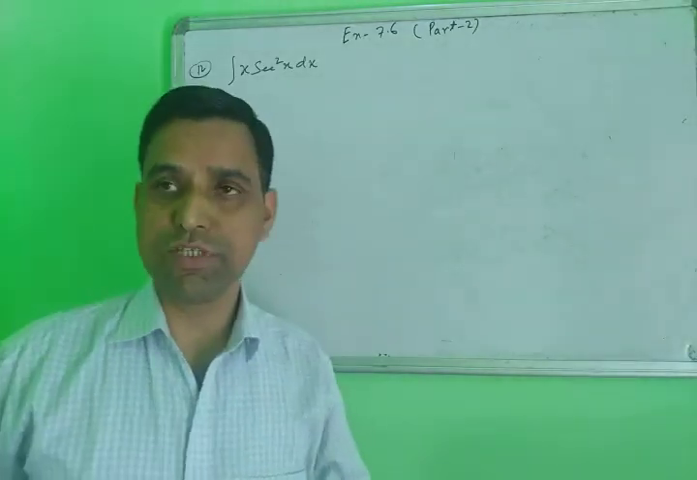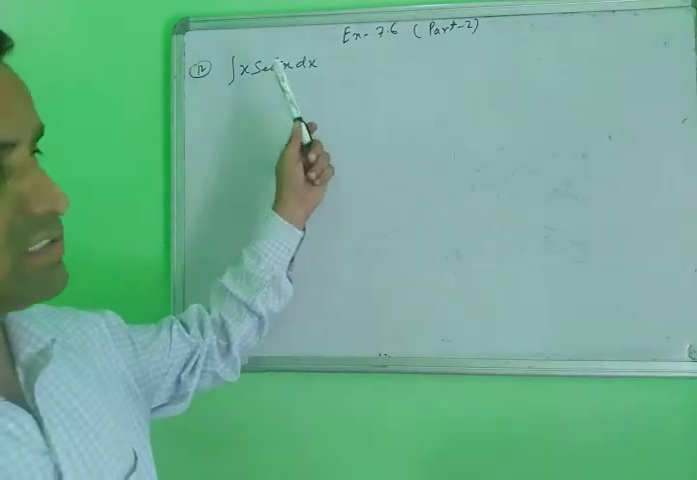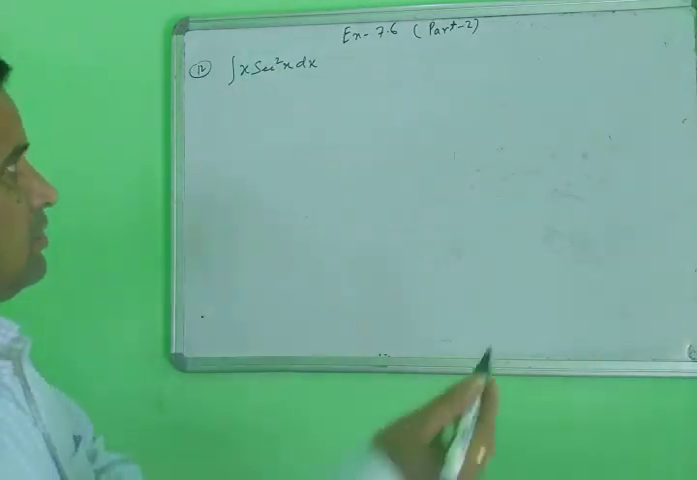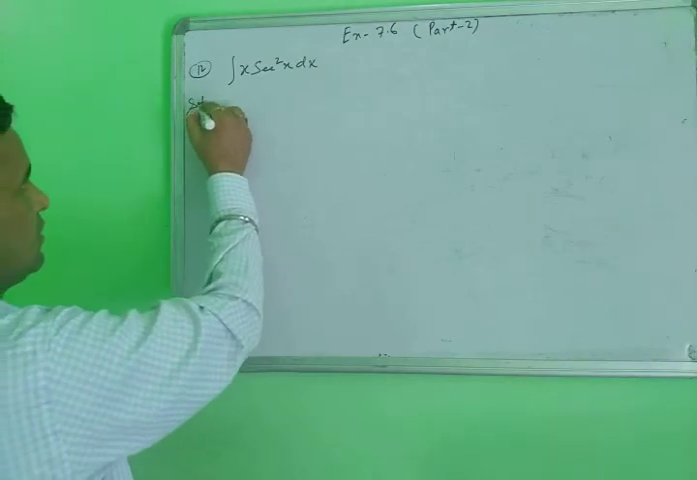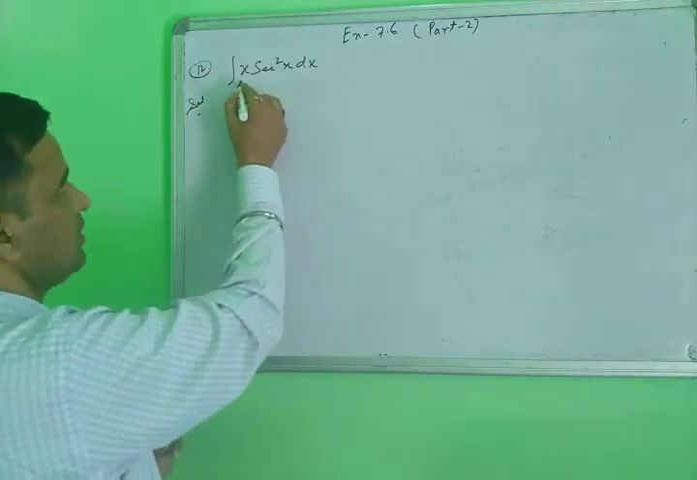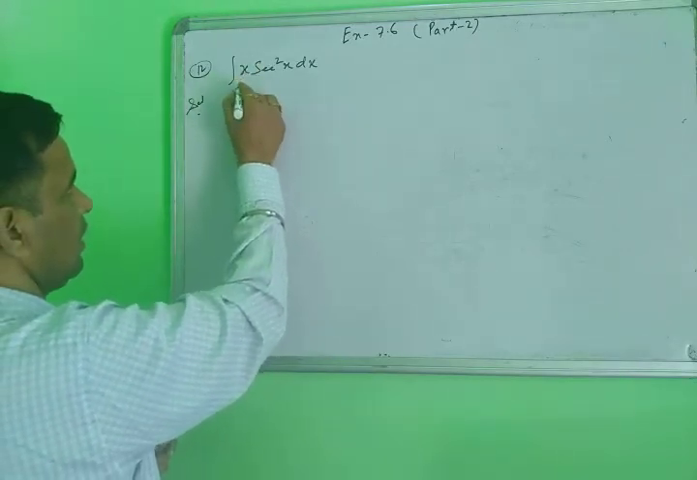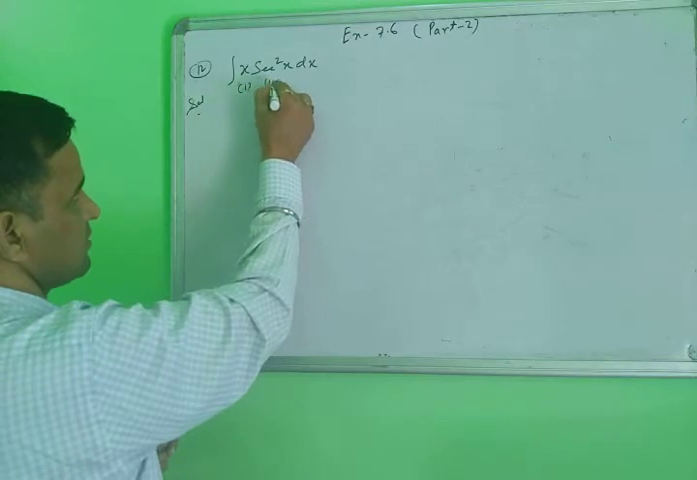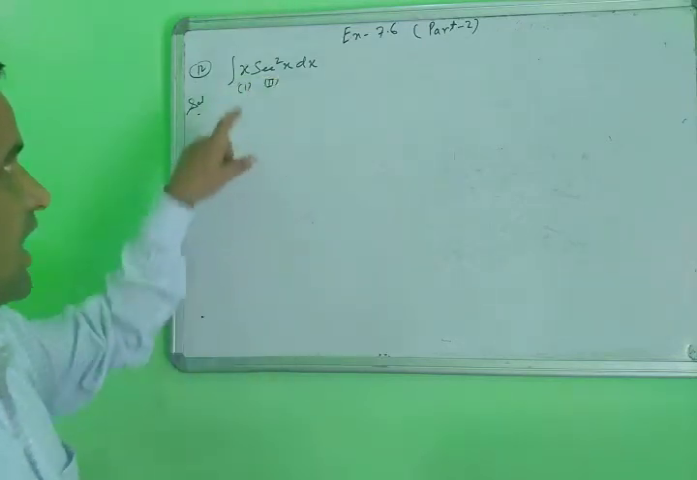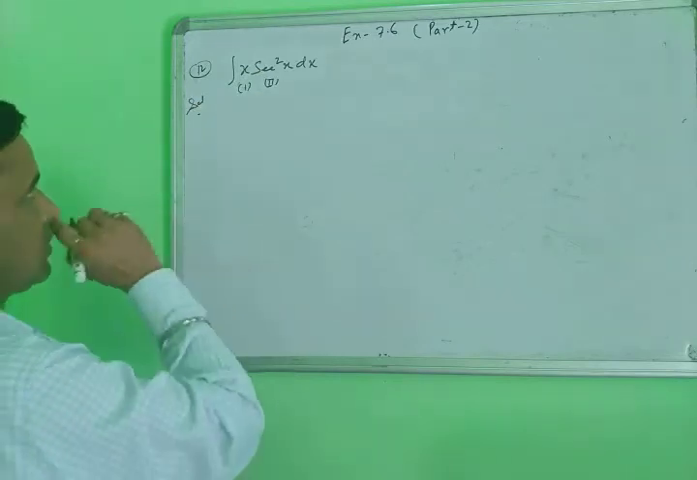Yes, students, next question I am taking question number 12. Here two functions are given, x and sec square x. Now find the solution here. According to the ILATE rule, this is your first function and this is your second function. The algebraic function is first and the trigonometric function is second. Yes, now start the solution.